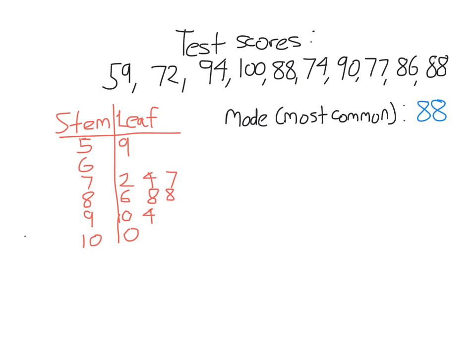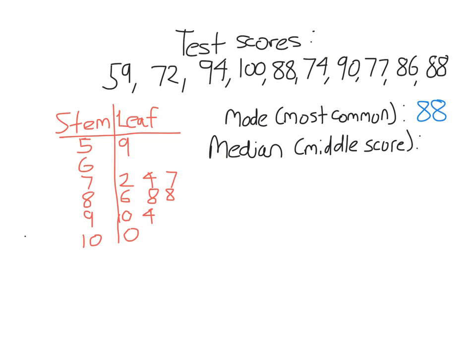All right, let's now go through the median. The median is the middle point of the data. When there are an odd number of scores, there's one middle score. Here, however, there are an even number of scores. There were 10 scores up here. What that means is there will be 2 middle scores, and we need to take the average of them.